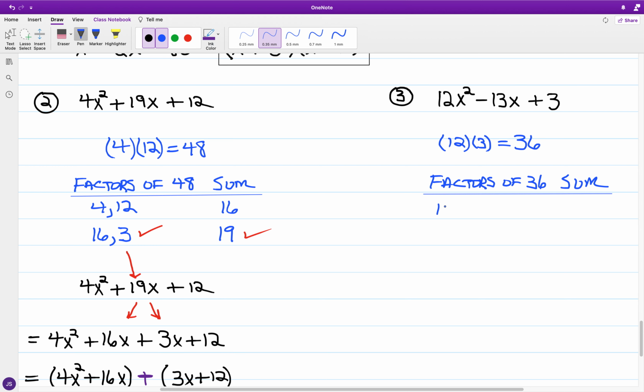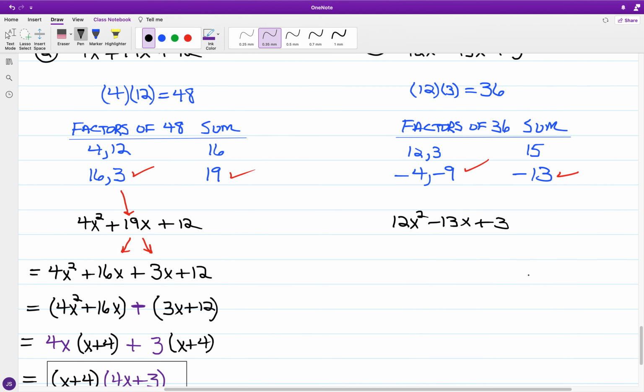Just to mention, in case you had 12 and 3, 12 times 3 is 36. However, 12 and 3 will add up to positive 15. We want the sum to be negative 13. For this combination, this would be with the numbers negative 4 and negative 9. The product is 36. However, negative 4 plus negative 9 is negative 13.